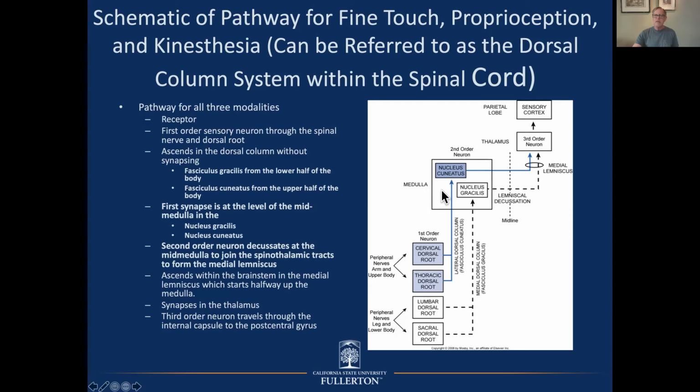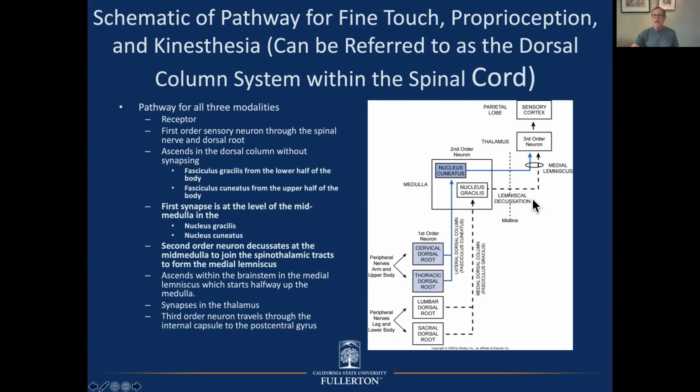The ones from the lower part of the body synapse in a nucleus, which is thankfully the name kind of tells you, it's the nucleus gracilis. And the ones from the upper part of the body synapse in the nucleus cuneatus. So at that point now, they're synapsing on the second order neurons. The second order neuronal cell bodies actually make up those nuclei. That's what the nuclei are. They're cell bodies, dendrites, and connections in this pathway.